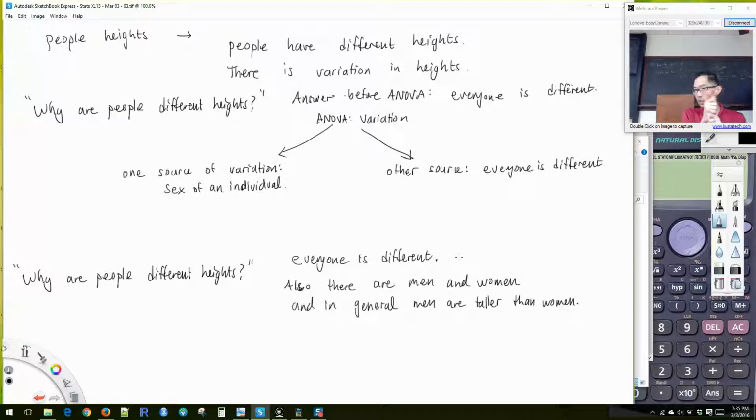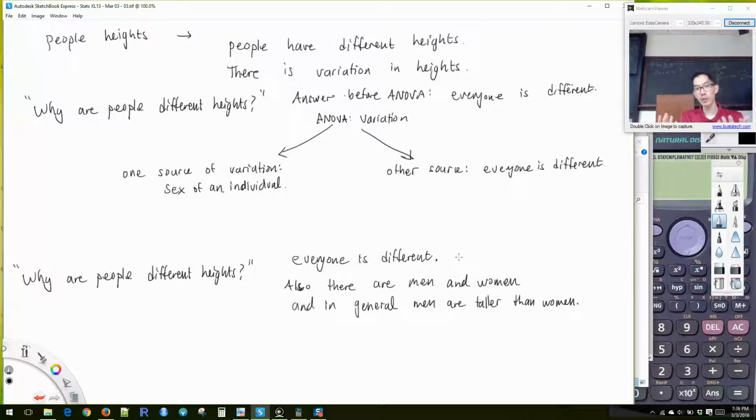With the other forms of ANOVA, maybe you'd say people have different heights because of their sex and because of their ethnicity or something like that. So you'd have different kinds of grouping things, and you can have more than one.